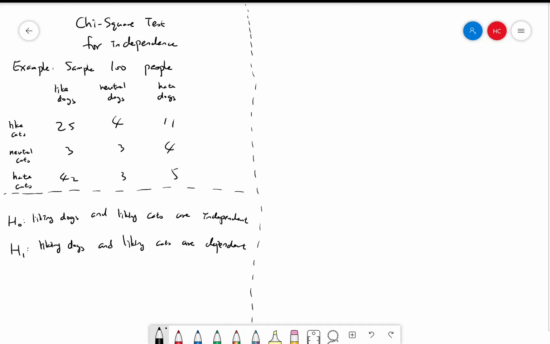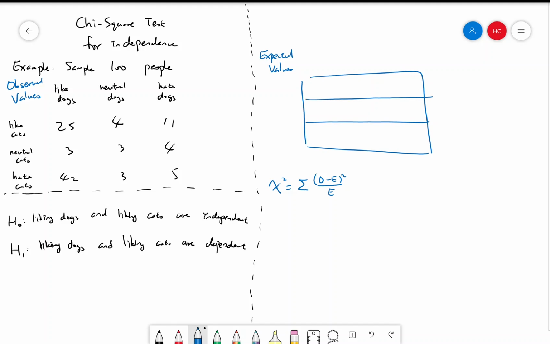Okay, so this original chart is the observed value. So we want to construct a chart for expected value, because our chi-square should equal the sum of O minus E squared over E. So we need to first calculate expected values for the 9 entries. So what we're gonna do first is sum the rows and columns.